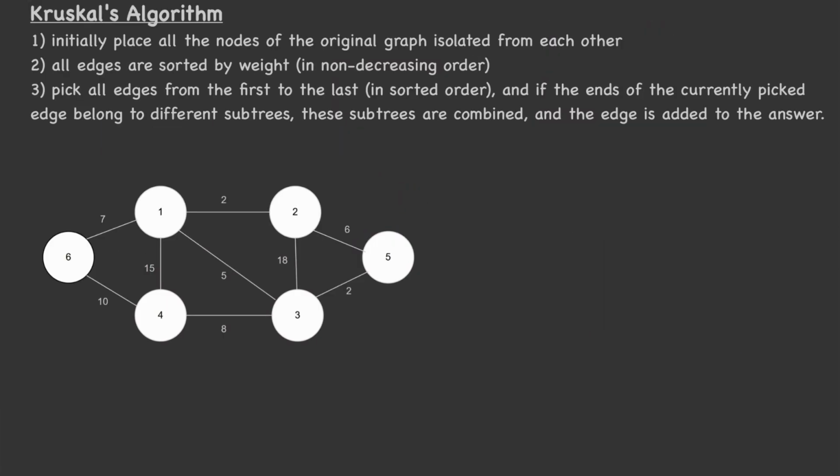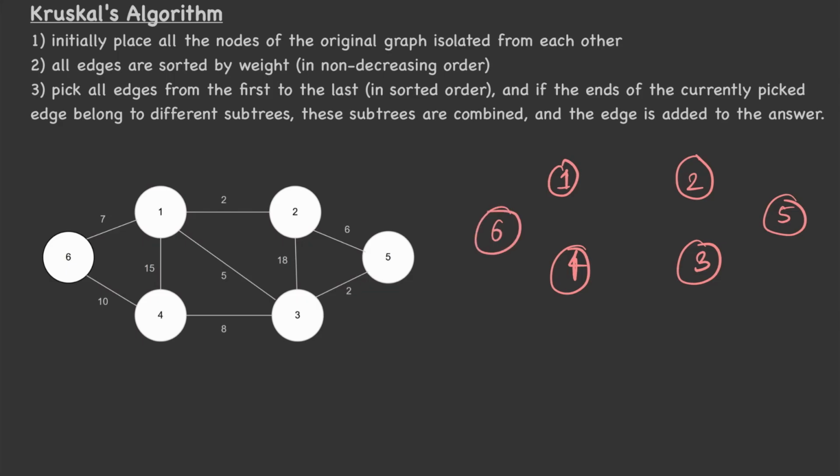Now let's look at Kruskal's algorithm. So these are the 3 steps that we are going to follow in Kruskal's algorithm. So initially all the nodes of the original graph are isolated from each other. So we have 1 here, we have 2 here, we have 5 and we have 6. All of them are actually isolated. Then what we will do? Now we are going to sort all the edges by weight in ascending order. Then we will pick the edges one by one. If the ends of the edge are not connected or not present in the same subtree, then we are going to take that edge and connect those two vertices.